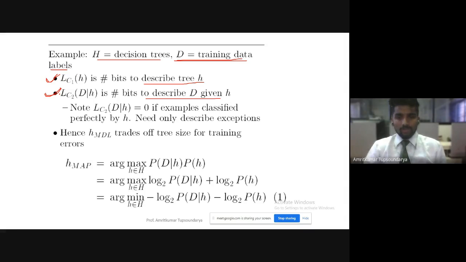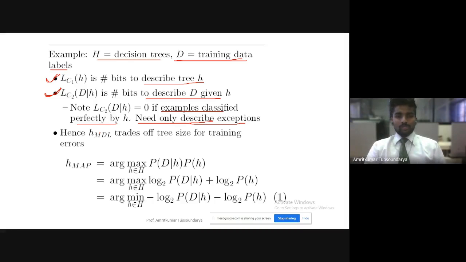One important thing to note here is that LC2 of D given H is equal to 0 if the examples are classified perfectly by H. So when the hypothesis H classifies the examples perfectly, the LC2 value, that is LC2 of D given H, will be 0, and they need only describe exceptions. Only the exceptions need to be described.